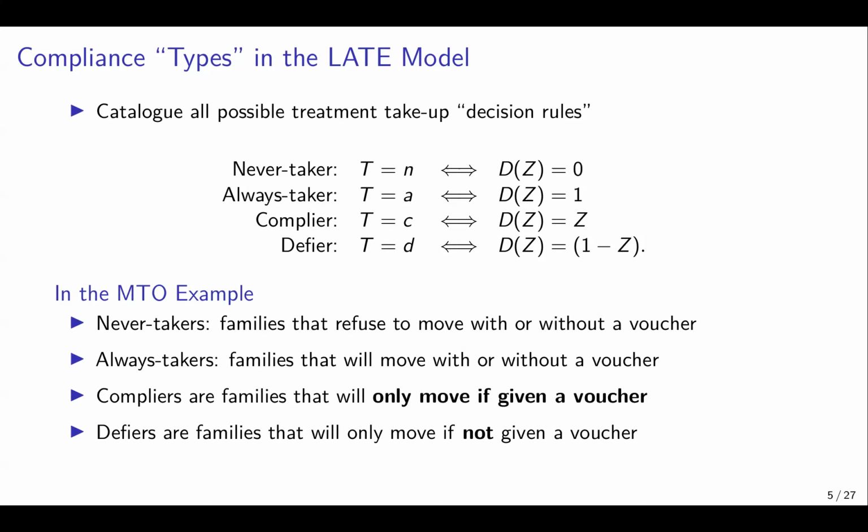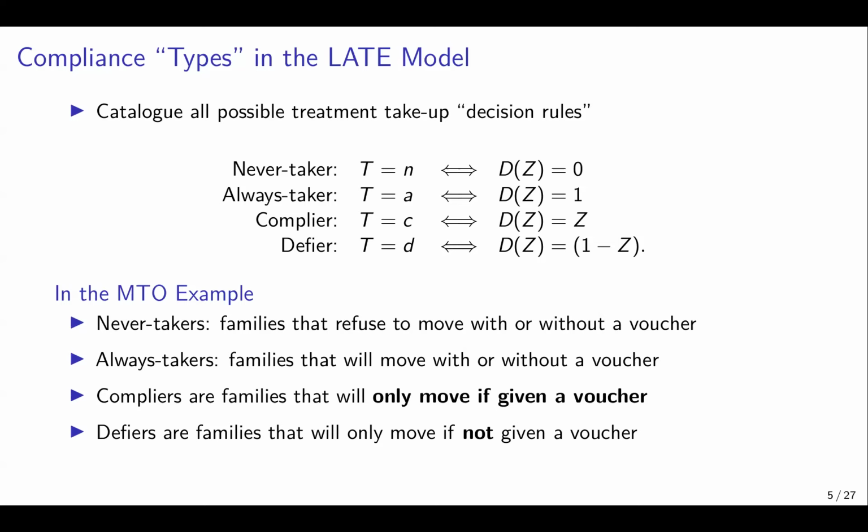So the final one, the one we haven't looked at yet, is defier. I'll write T equals D for type equals defier. What kind of family is this? Well, this is the kind of family that somehow has it in for you. You know, they think, wow, these researchers come and offer us vouchers. I don't like them. I just want to mess with their experiment.